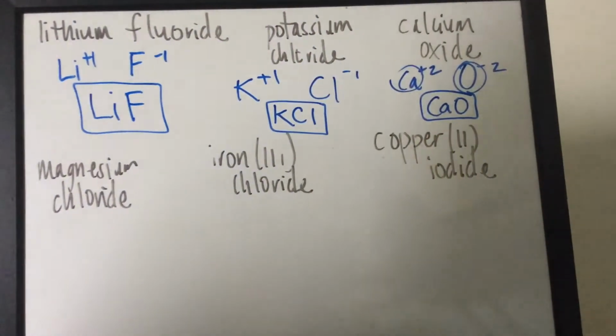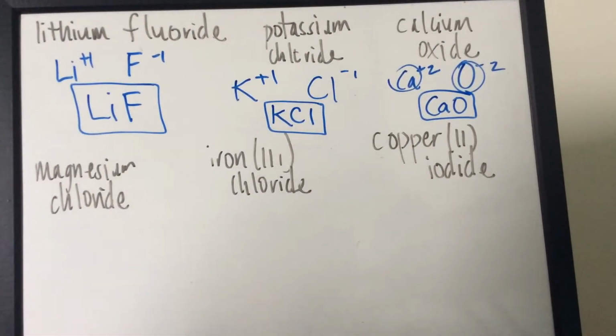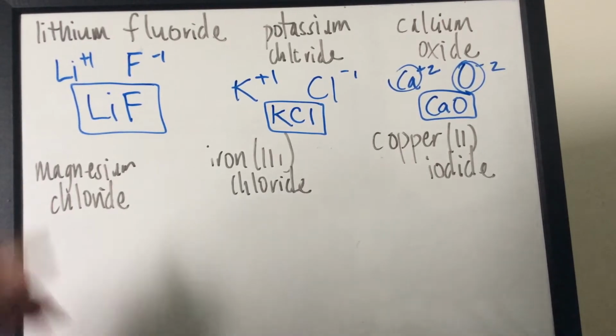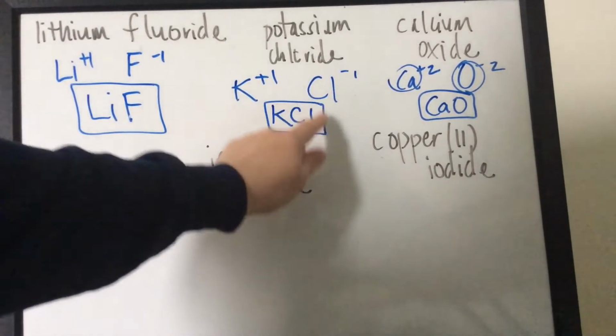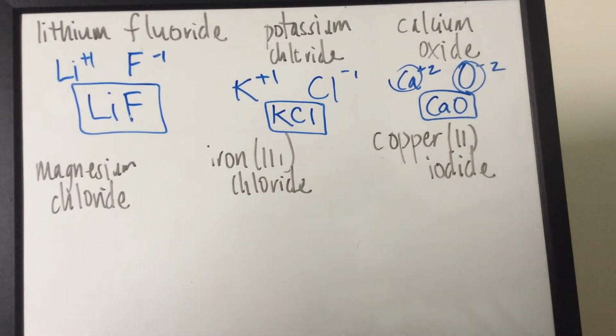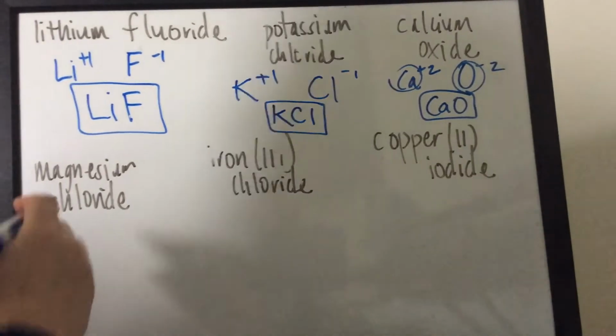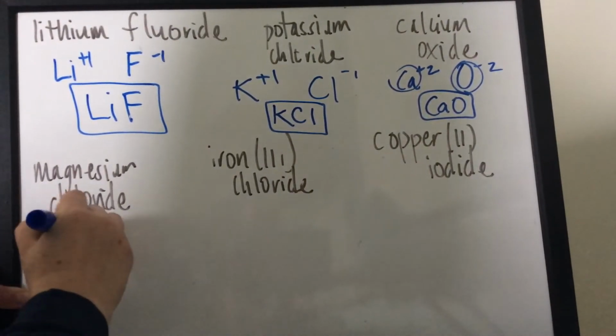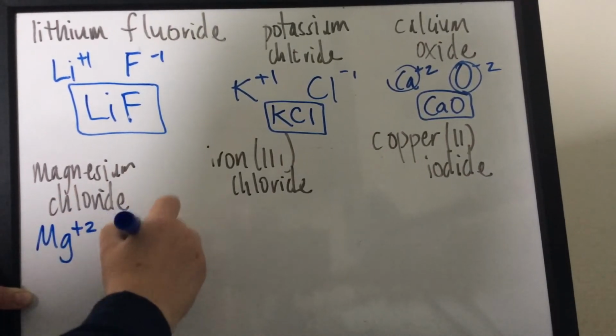Okay, so those first 3 were pretty simple. They're all what we would refer to as 1-to-1 ratios. There's one of this and one of this, one of this and one of this. Okay, so if we keep going, magnesium chloride, so Mg plus 2, and chloride is Cl minus 1.